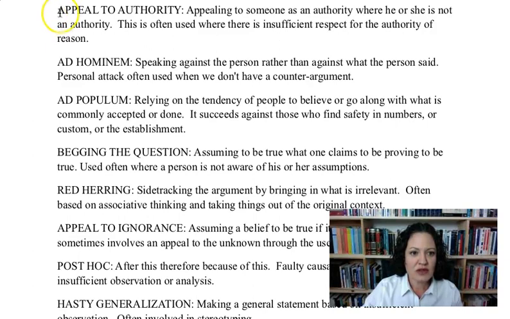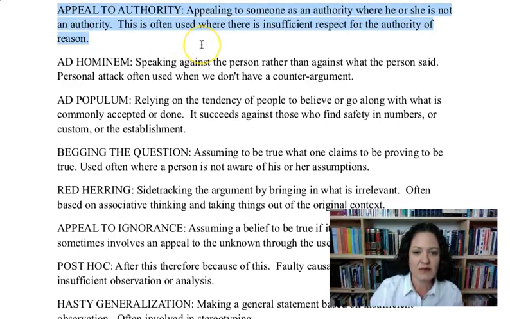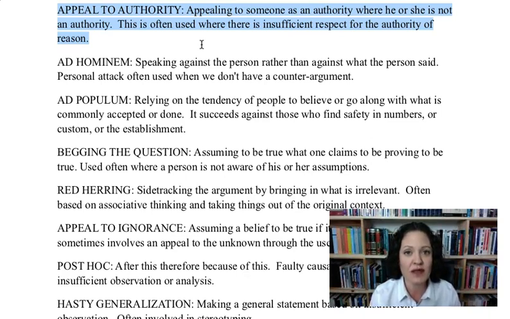Okay, appeal to authority. This is appealing to someone as an authority where he or she is not an authority. This is often used where there's an insufficient respect for the authority of reason. So we have to come to terms with the fact that sometimes people are authorities in certain areas. But then that authority and insight that they have in one area may not carry over to another area.